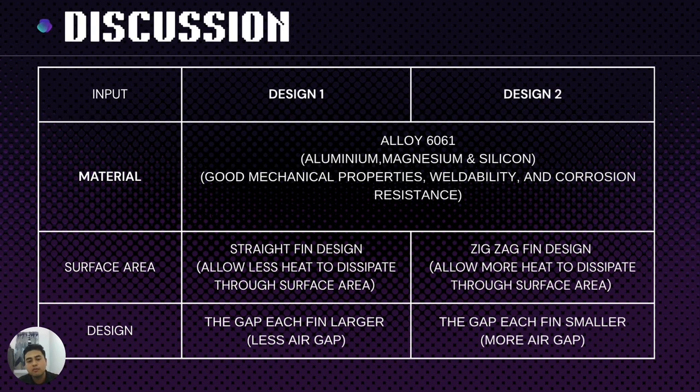So from both designs, after we simulate and discuss among the team members, we can summarize that the best design we made is design two. It allows more heat to dissipate through the surface area, and at the same time it has more air gaps for heat transfer to occur. In the simulation itself, we can see design two cools faster than design one. So I think that's all for the discussion part. We go for the conclusion part.